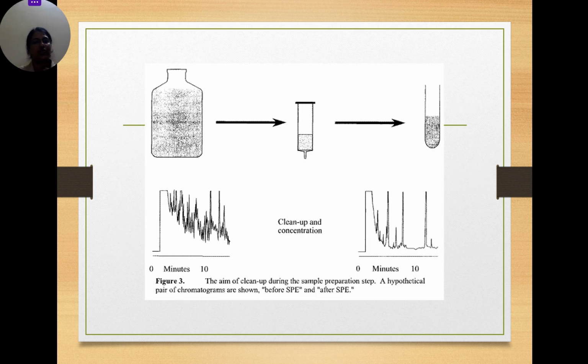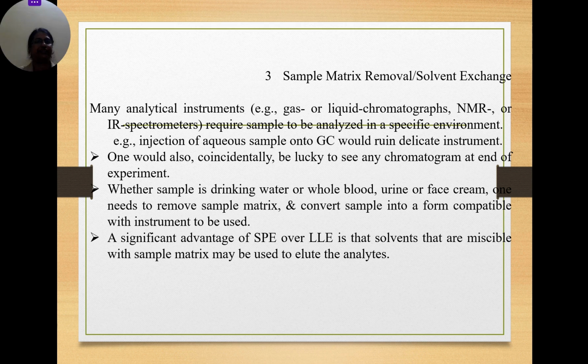So this is how the chromatogram looks. The first one is before cleanup, the next one is after cleanup. So we can see the complete difference. In the first diagram we can see the interferences are more, as it is not cleaned up. In the second one, after cleanup, you can see the peaks of the analyte properly.